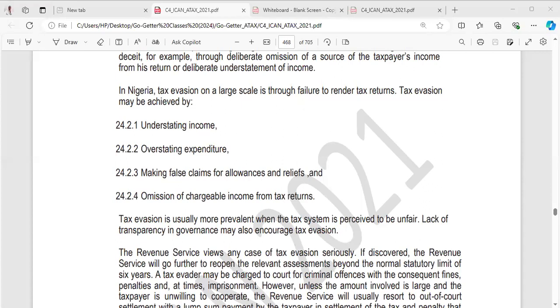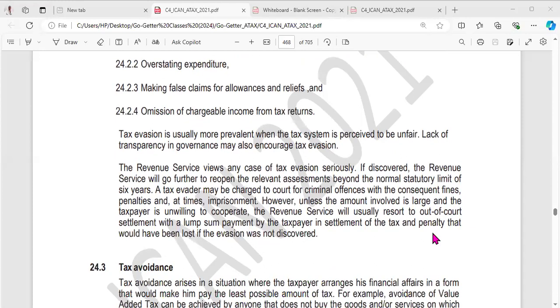Lack of transparency in government may also encourage tax evasion. When government is not accountable properly, and transparency is lacking, you can encourage tax evasion. So it means that even when the tax authorities are corrupt and you know you can just settle them a small money as a kind of PRO, settle them small money and they will pocket it and they will even help you to evade tax. So you can see tax evasion is prevalent in those systems.